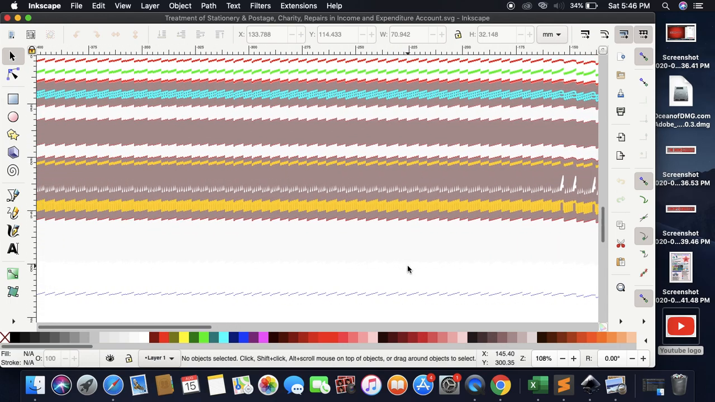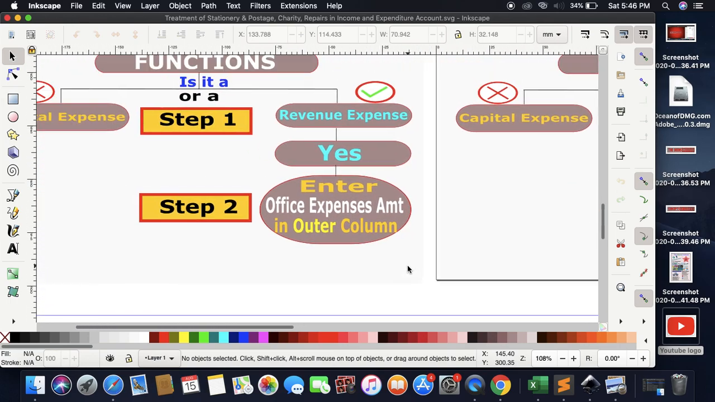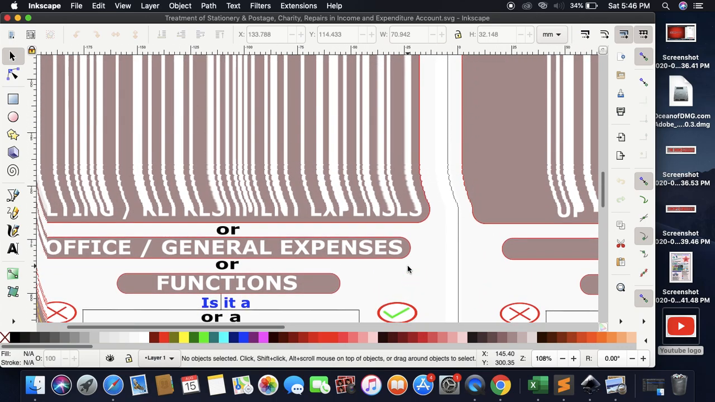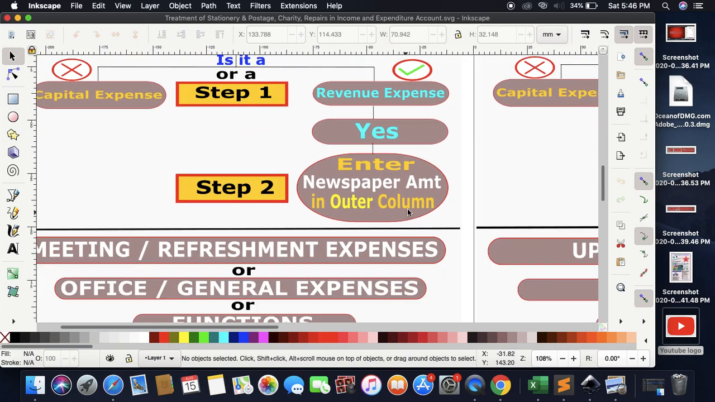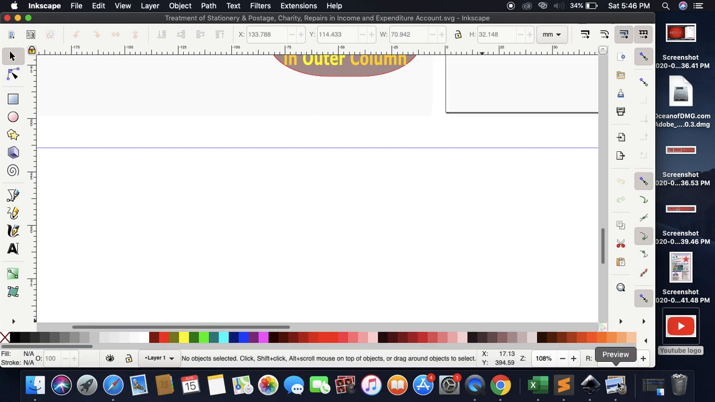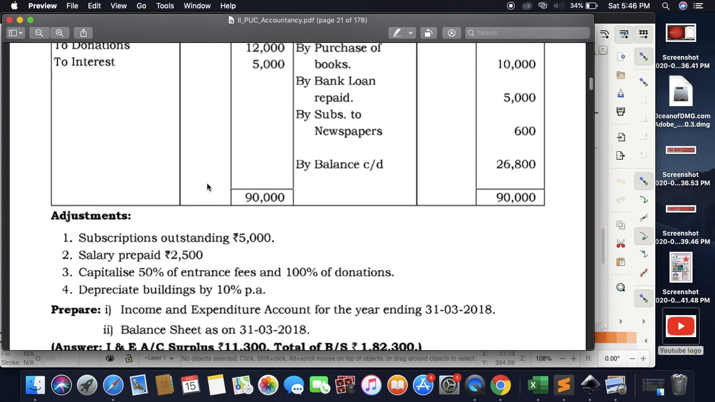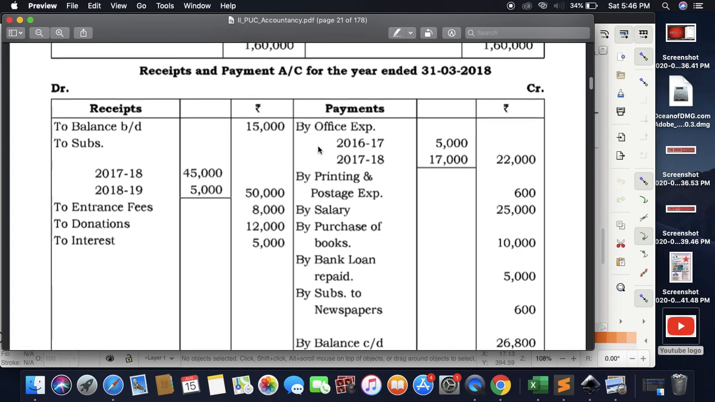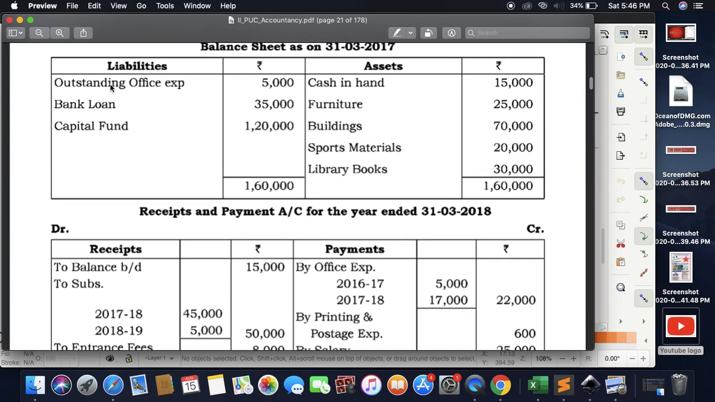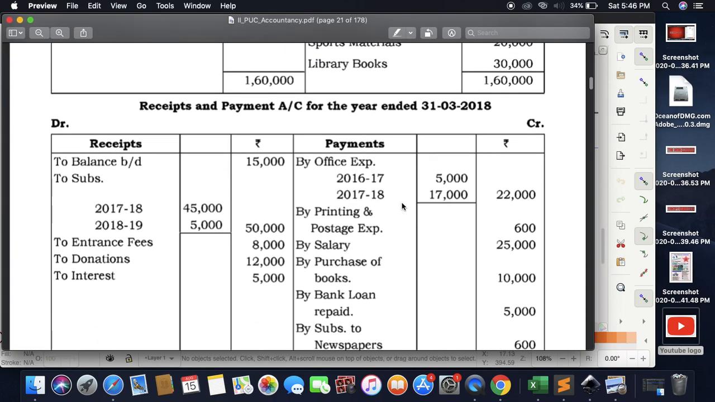Office expense, or yeah, as you can see, everywhere newspaper amount. Let me show you a real time entry. Now over here, this is what I'm talking about. By printing and postage expense 600. So as you notice, there is no entry over here in the adjustments, and there is no entry in the balance sheet, previous year's balance sheet.